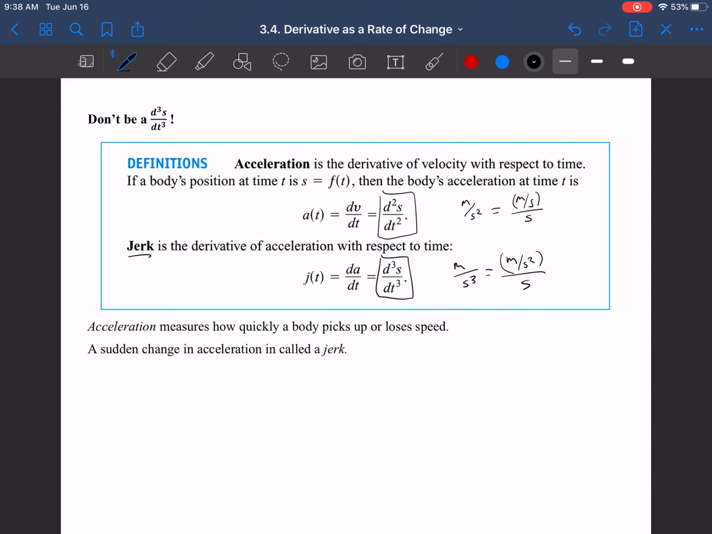Acceleration measures how quickly a body picks up or loses speed. Not necessarily. Actually it should say it's a measure of how quickly something changes velocity, because you can also, just by turning, have an acceleration even if your speed stays the same. So let's change that to velocity. A sudden change in acceleration is called a jerk, or just really any change in acceleration is a jerk.